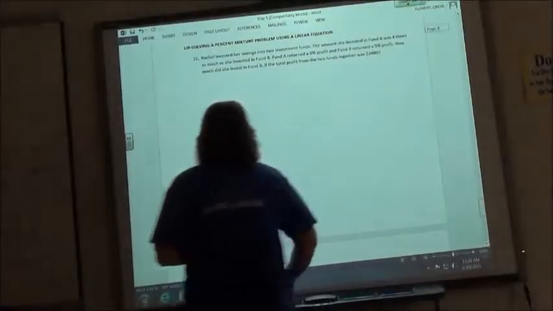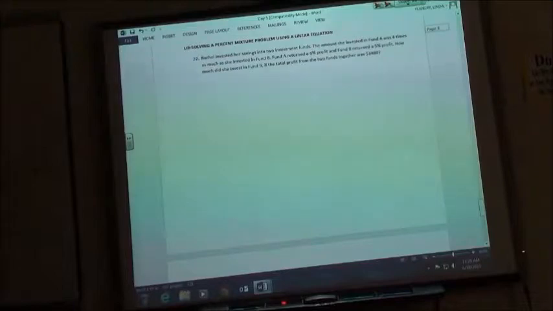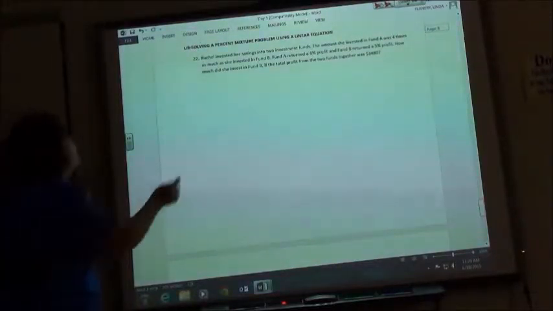Alright, solving a percent mixture problem with a linear equation. This kind of leads into some things you might do in science class. It also has to do with some investments. And sometimes you can set up your equations without having a table, but sometimes a table helps you set up your equation.